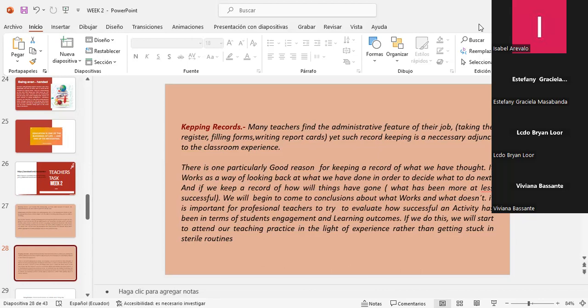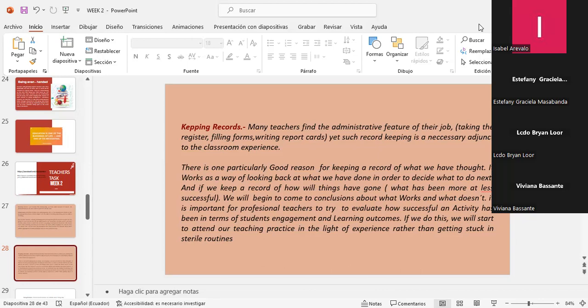Right? If we do this, we will start to attend to our teaching practice in the light of experience rather than getting stuck in sterile routines. Remember, if you realize that the student grades are not good, you have to change the things. You don't have to get stuck in the same plan. You have to change the routine.